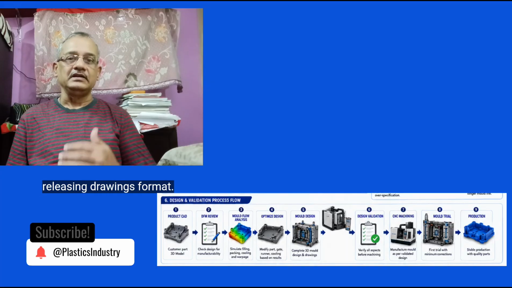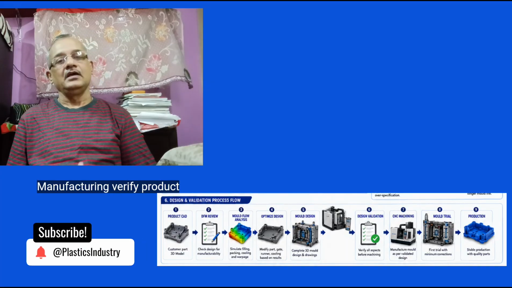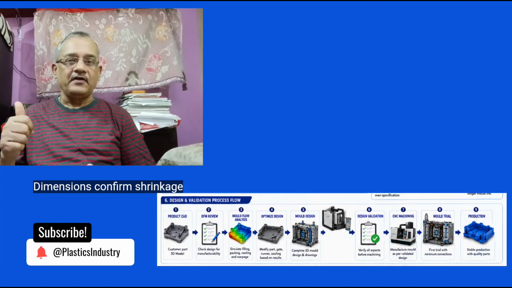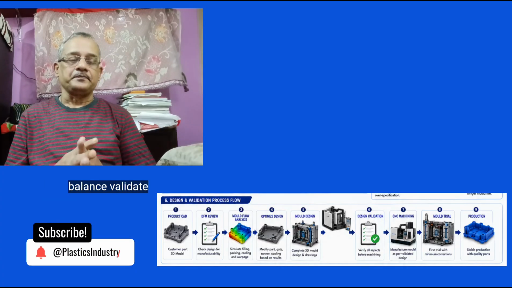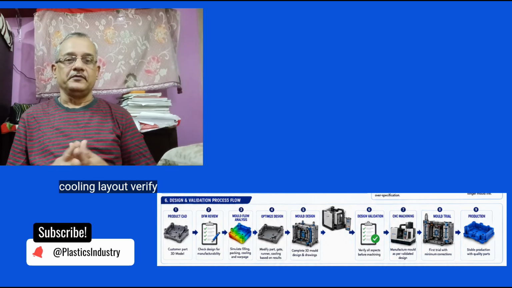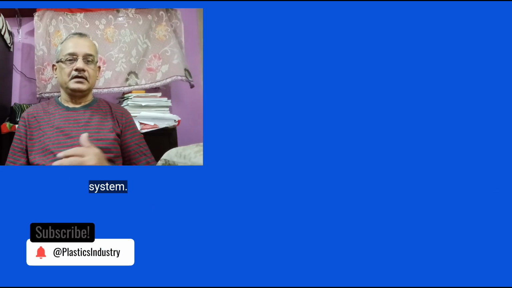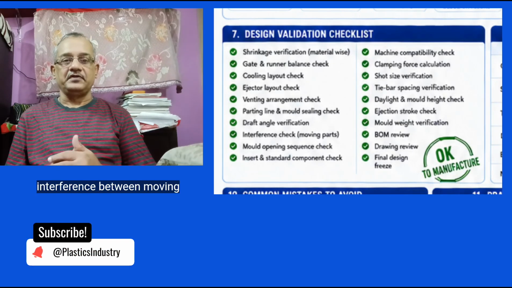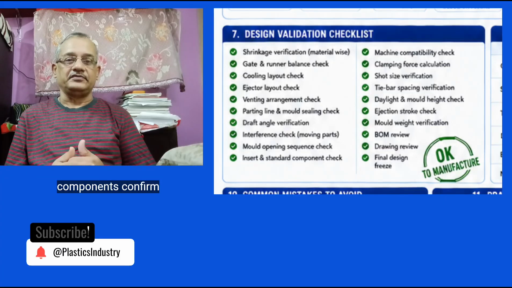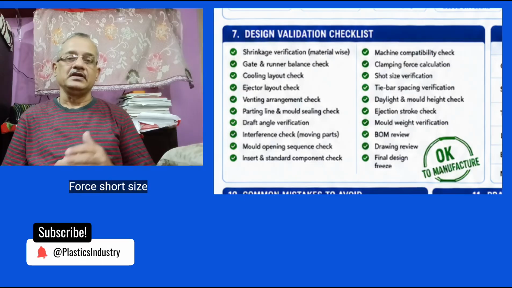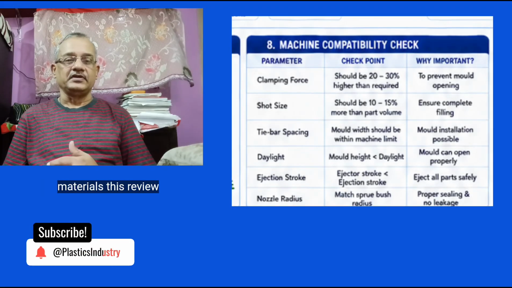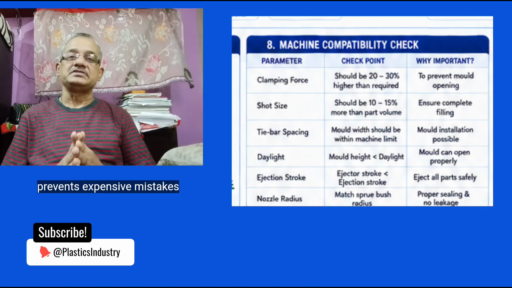Design validation. Before releasing drawings for manufacturing, verify product dimensions, confirm shrinkage allowance, review gate design, check runner balance, validate cooling layout, verify ejection system. Ensure mold opening sequence. Check interference between moving components. Confirm machine compatibility: clamping force, shot size, daylight, tie bar spacing. Review the complete bill of materials. This review prevents expensive mistakes.